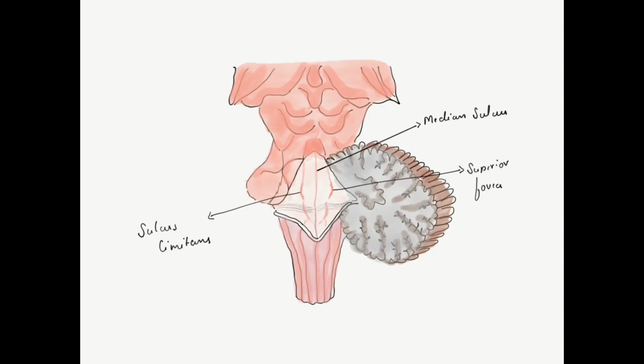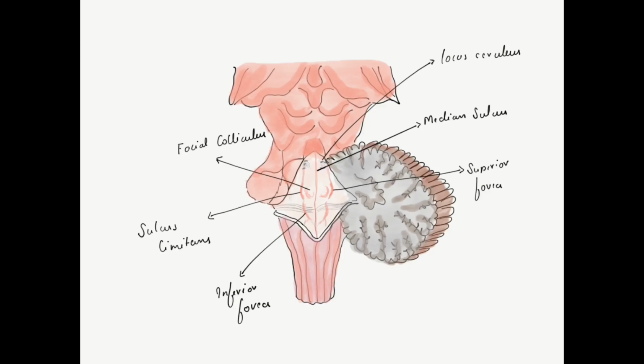The superior fovea harbors the facial colliculus. This facial colliculus contains the abducent nucleus within it, and the seventh nerve turns around this abducent nucleus, giving an elevation in the floor of the fourth ventricle. Similarly, the inferior fovea medially has the vagal triangle, and superiorly, if we look, there is a bluish hue called the locus ceruleus.